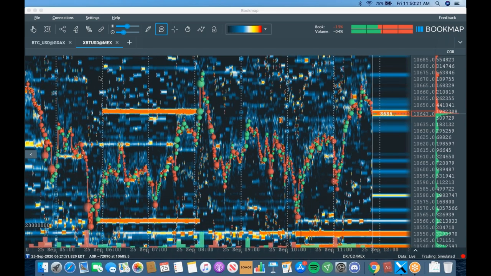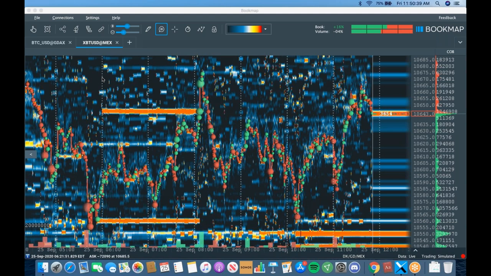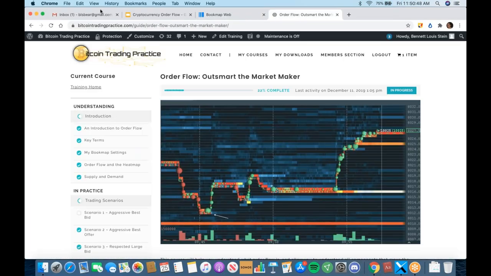All right, a lot more questions coming. Where can we find the best videos which explain the Bookmap functions in detail? I think that would come more from the Bookmap team themselves. If you want more strategy, you can go to Bookmap for their team. If you want the functions, you can also go there. But if you want scenarios of order flow, I have written a guide.